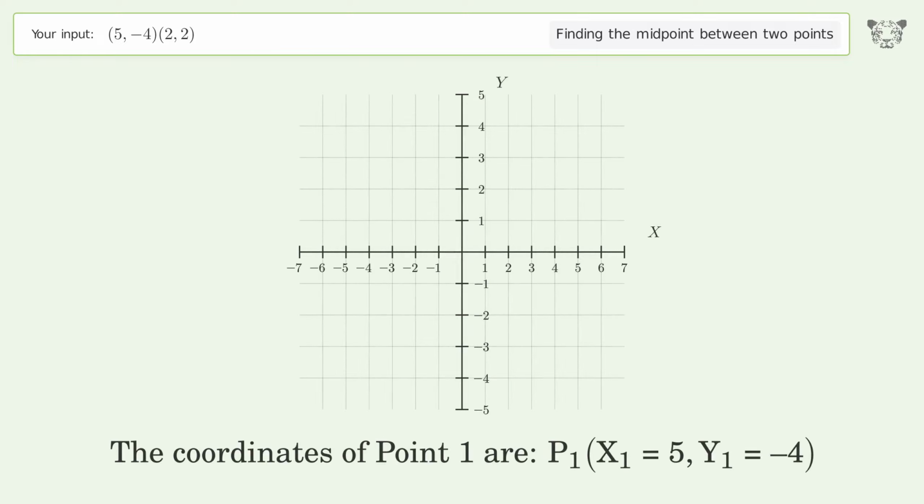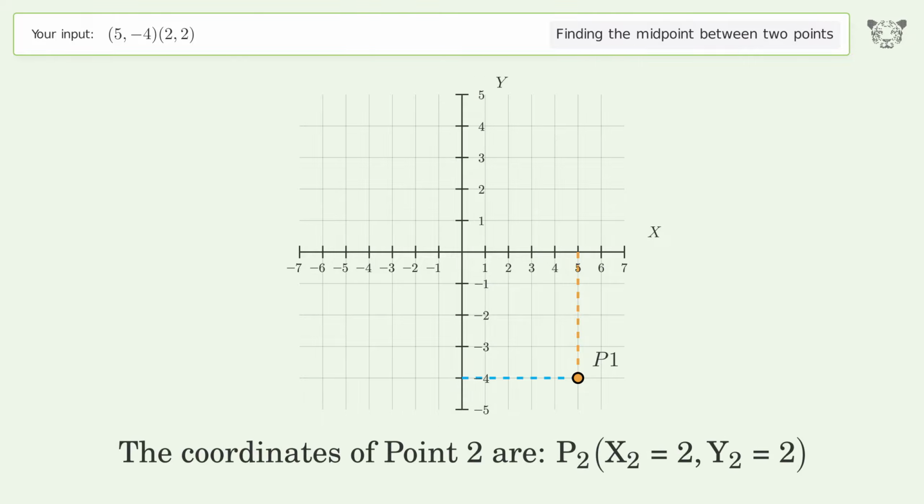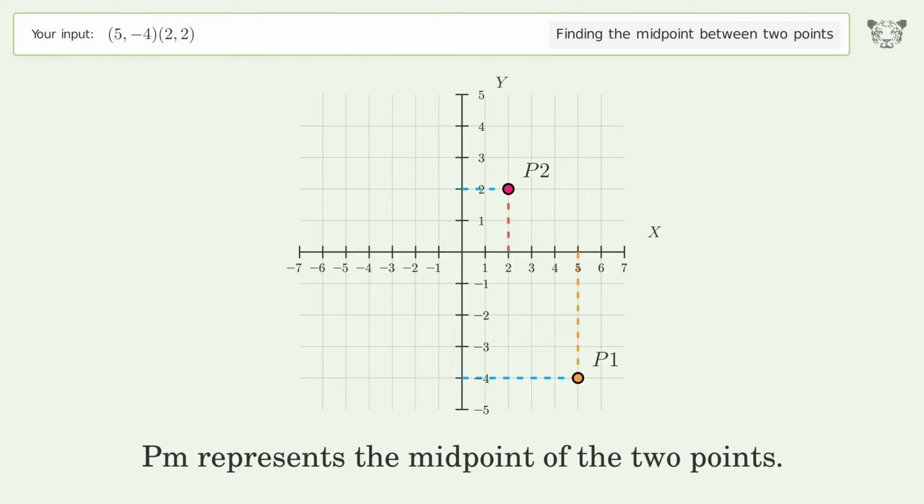The coordinates of point 1 are x1 equals 5, y1 equals -4. The coordinates of point 2 are x2 equals 2, y2 equals 2. PM represents the midpoint of the 2 points.